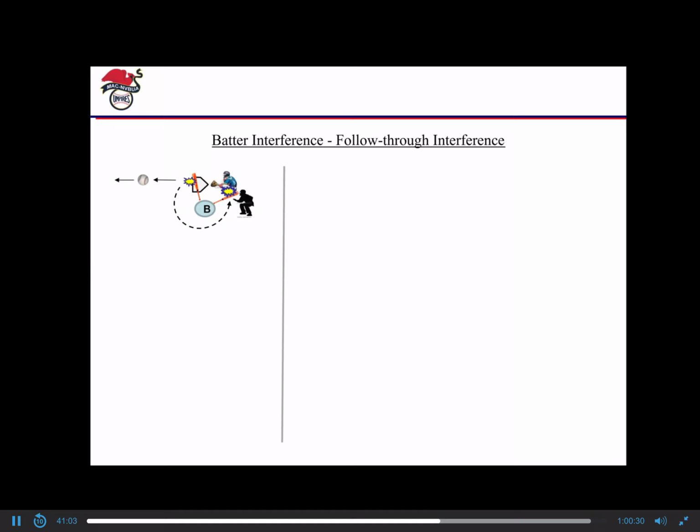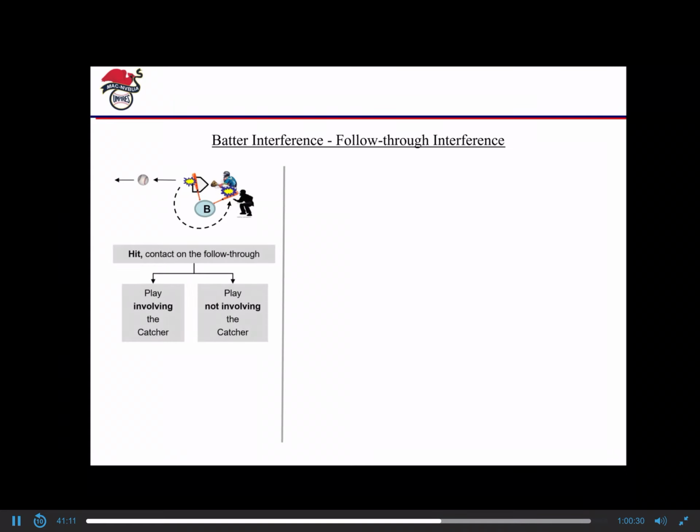If he makes contact with the pitched ball, puts the ball in play, and interferes with the catcher, it depends on the play. Let's say a dribbler around the front of the plate, a play involving the catcher, or a play that is not involving the catcher, where he puts the ball in play and it goes to the shortstop. If it involves the catcher, it's going to be a delayed dead ball because we're going to give the catcher the opportunity to make a put out. If it's a play not involving the catcher and there's follow-through interference, we're going to play on because there's no need to protect the catcher. He is not involved in the play.